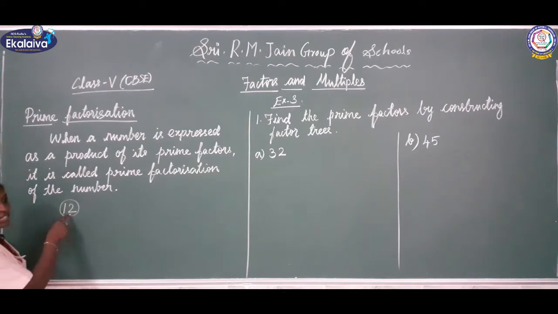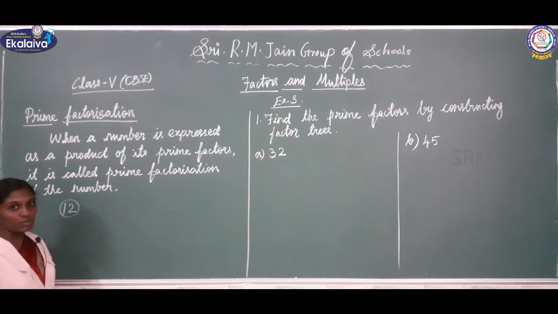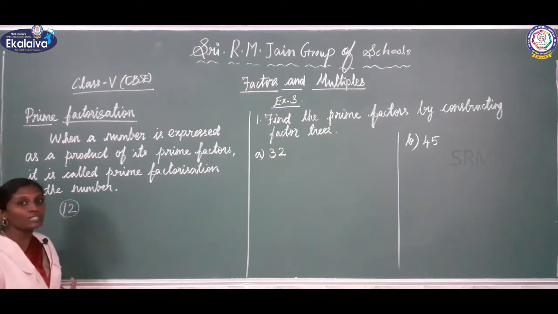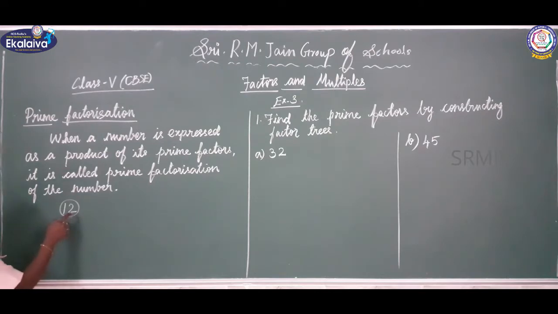Here 12 is an even number, so it is divisible by 2. 2 is a prime number, the even prime number, isn't it? Prime number means what? Already I told that numbers which have only two factors, that is 1 and the number itself, are prime numbers, isn't it? Now 12 is an even number, so it is divisible by 2. 2 is the only even prime number.